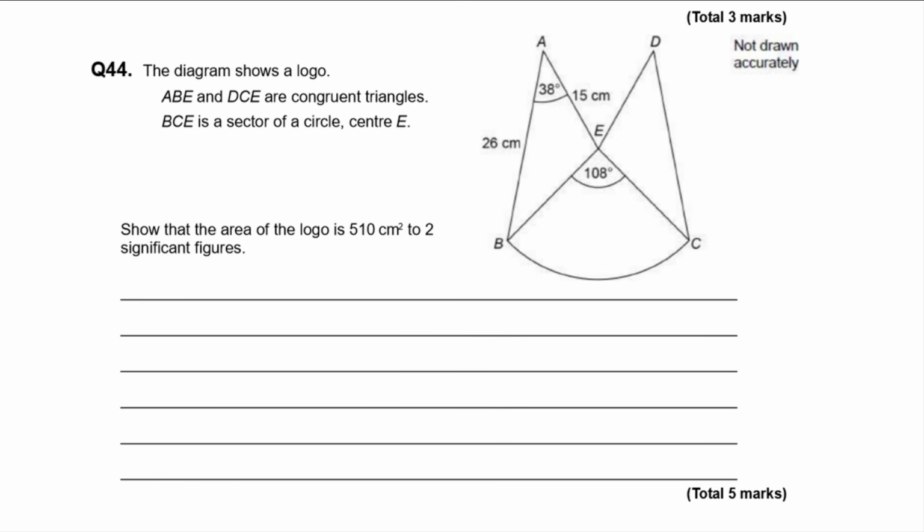Question 44. The diagram shows a logo. ABE and DCE are congruent triangles. BCE is a sector of a circle center E. Show that the area of the logo is 510 square centimeters to 2 significant figures.